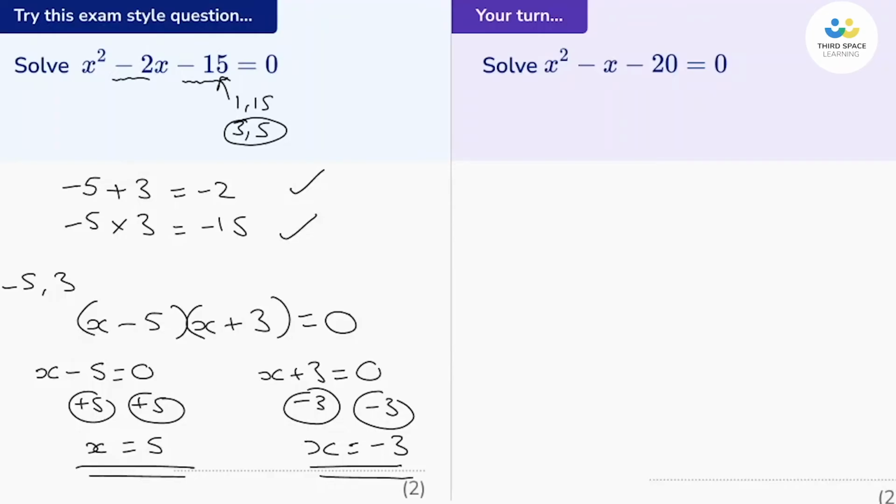And let's see where those marks come from. Well, we're going to get 1 mark for a correct attempt to factorise, and then the second mark comes from both of our answers.